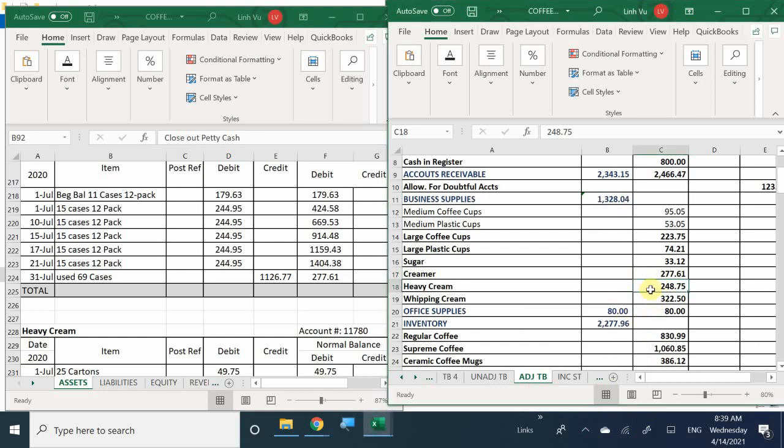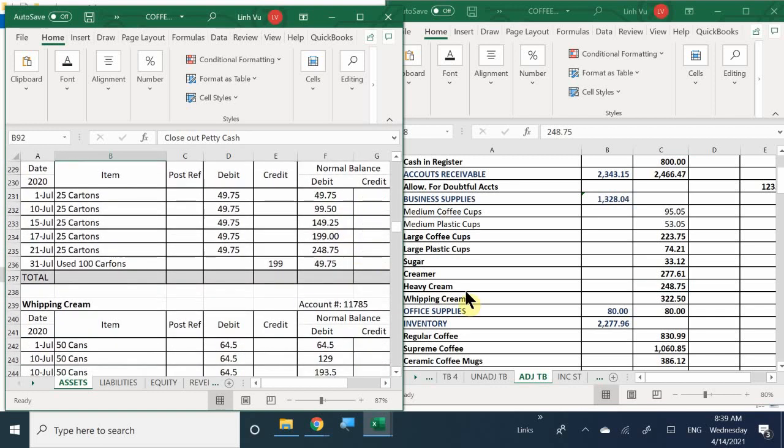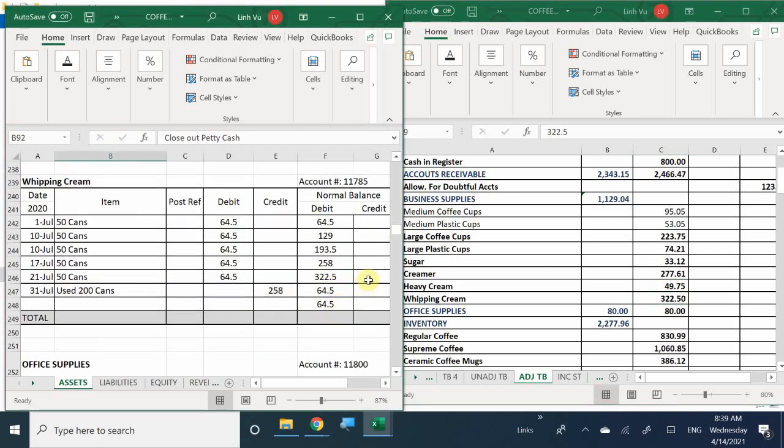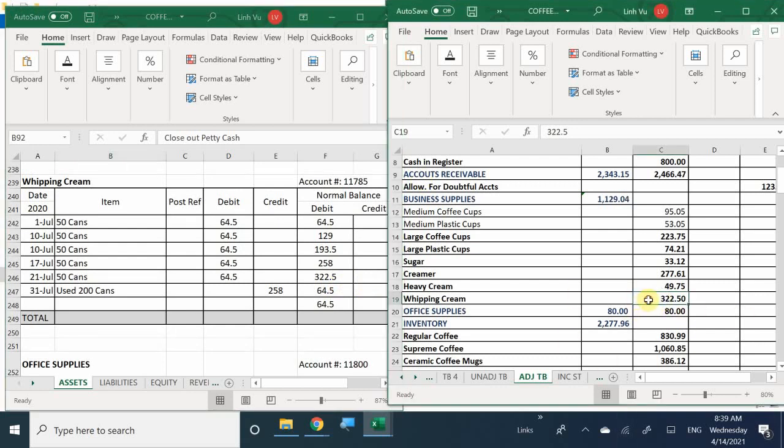And then I also, right, this is something new. We bought heavy cream. How much is left now? 49.75. And then lastly, we also bought some whipped cream. So how much is left? 64.50. Okay. So this should be automatically calculating all of these totals. So that is good to go.